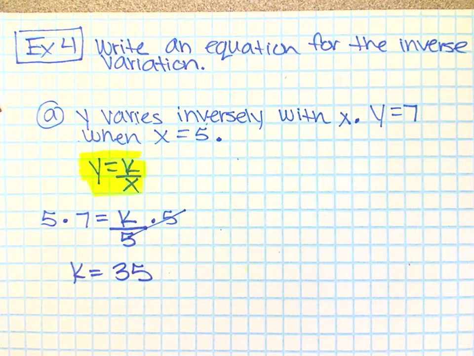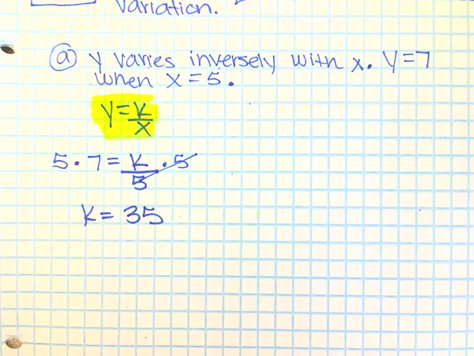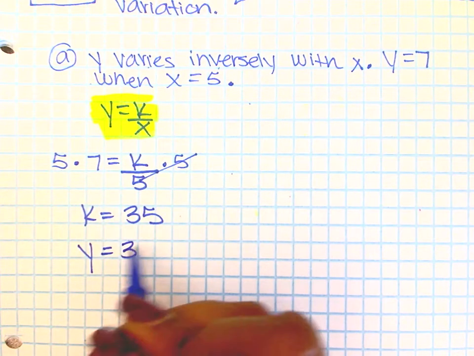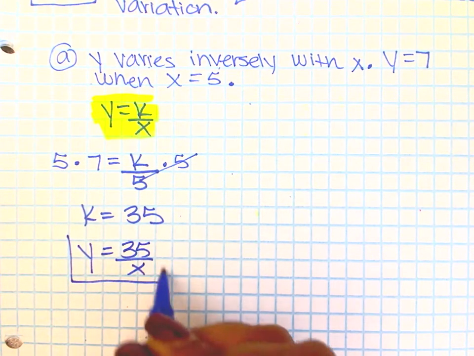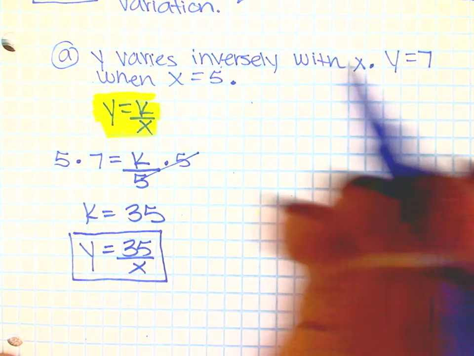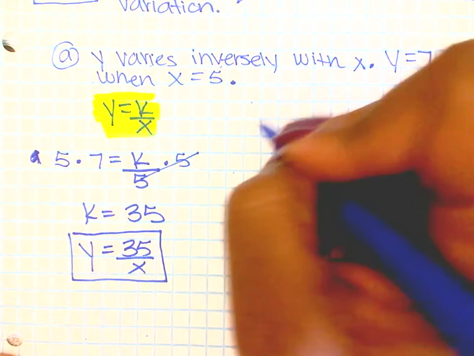And it's just like the other question. I don't want to give you what k is. That's not your answer. I want you to show me the equation. So all you have to do is plug k in. Y equals k, 35, over x. Done. They just want the equation at the end. So your first step is find k. Second step is put it in the equation. Okay. That was example A. Here's example B.